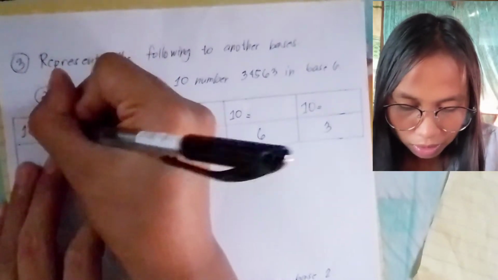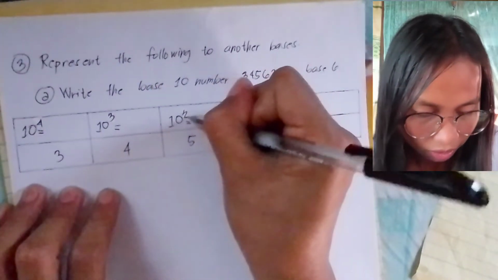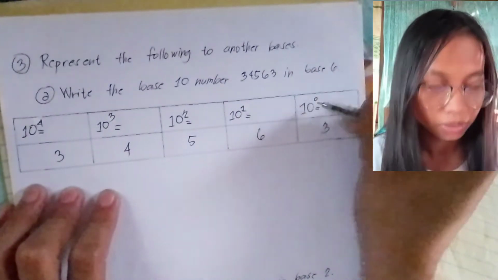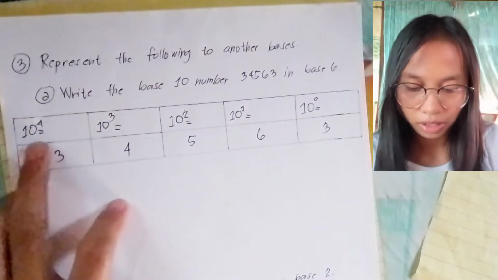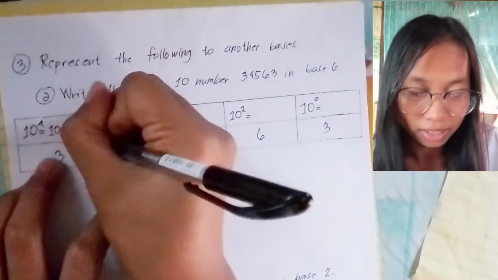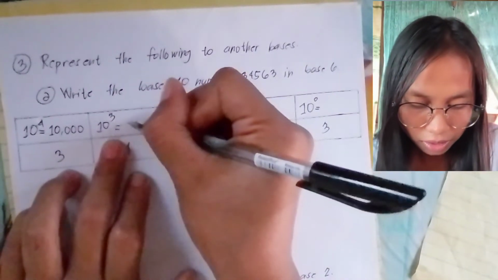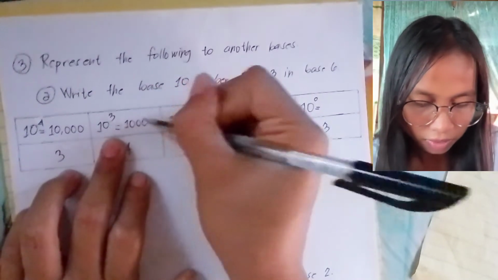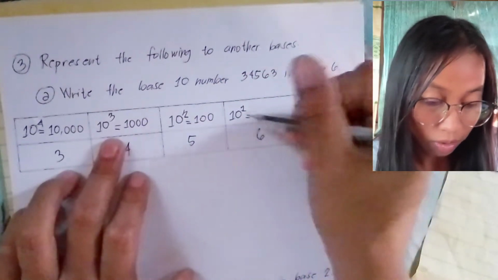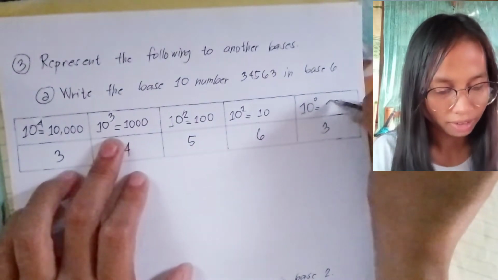10 to the 4th power, third, second, squared, 1 and 0. So 10 raised to the power of 4 is 10,000. 10 raised to the power of 3 will be 1,000. 10 raised to the power of 2 is 100. 10 raised to the power of 1 is 10. And 10 raised to the power of 0 is 1.